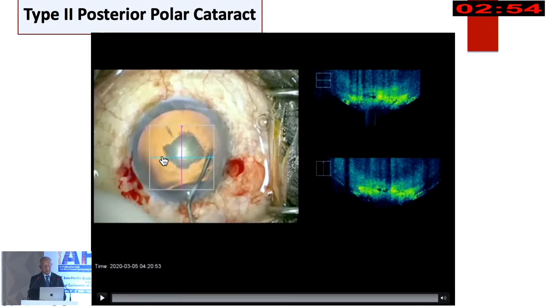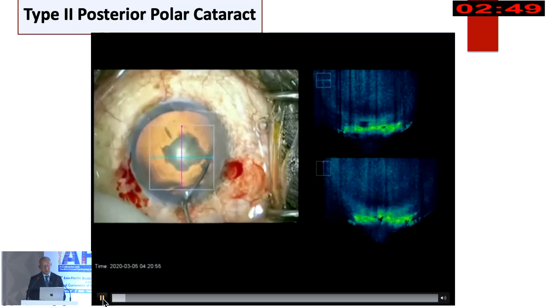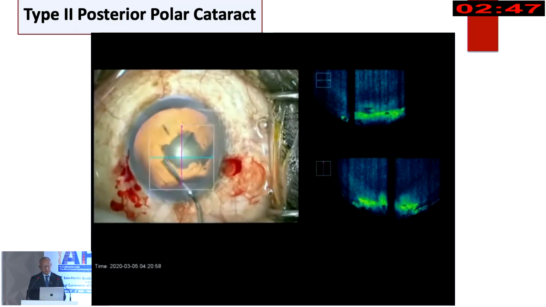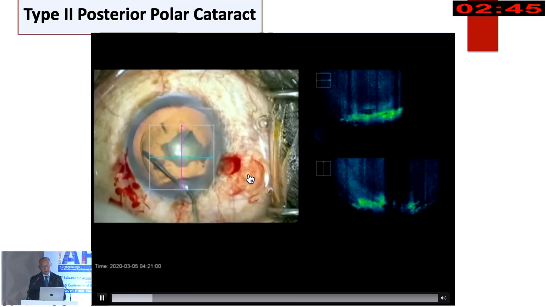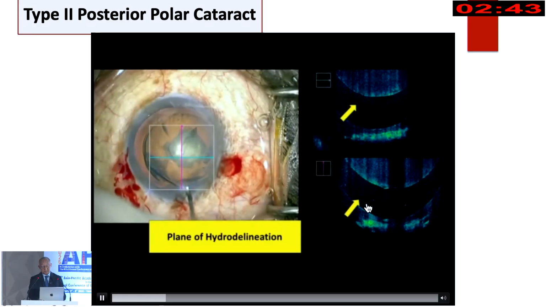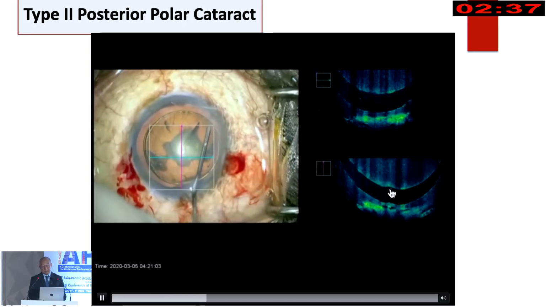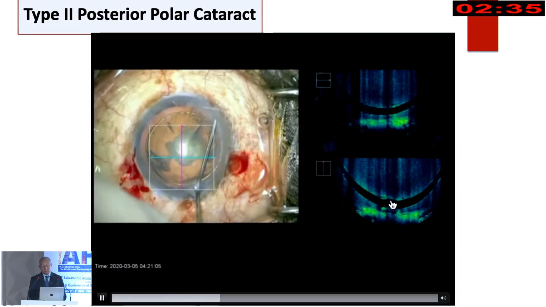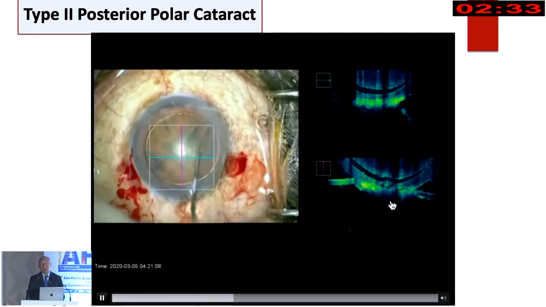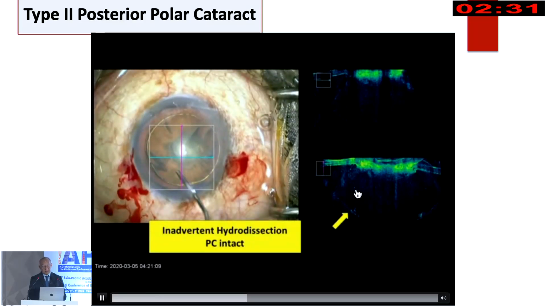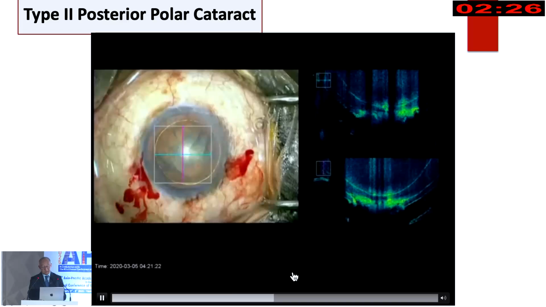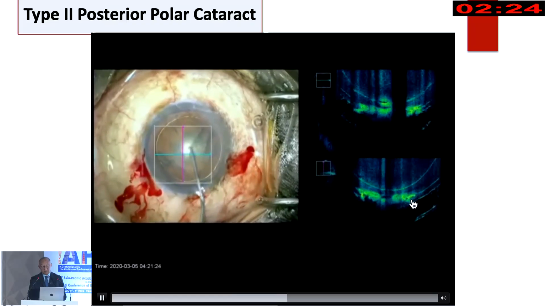Just to show this type 2 variety, where we don't normally do hydrodissection, we are doing a delineation here. See what happens after delineation. There's a fluid here. This is the endonucleus. This is the epicortical cushion we have created here. Decompress, the fluid will go off, which is very important in cases with posterior polar cataract. In this particular case, the second fluid wave went to a hydrodissection phase. You can see there is some hydrodissection that happened.